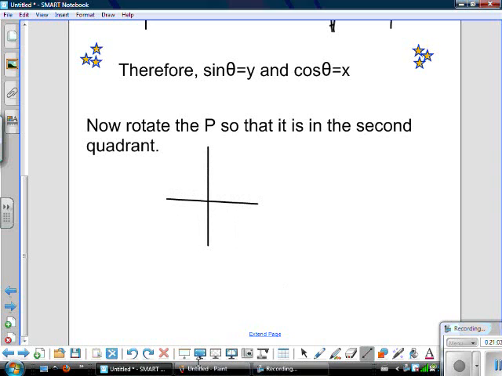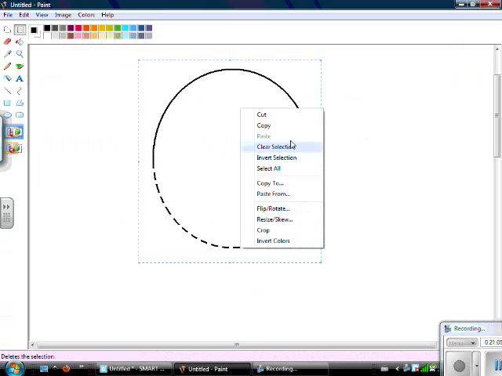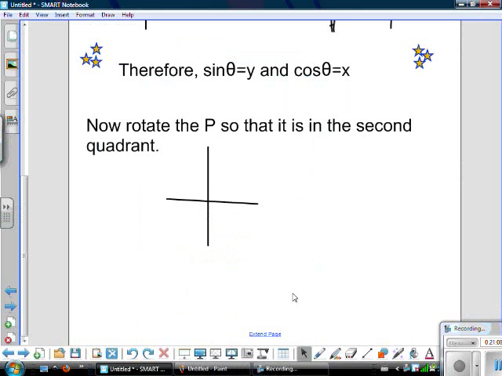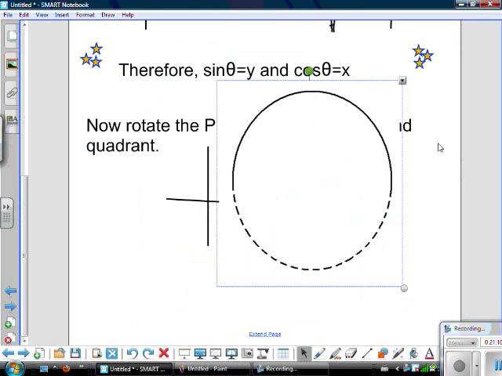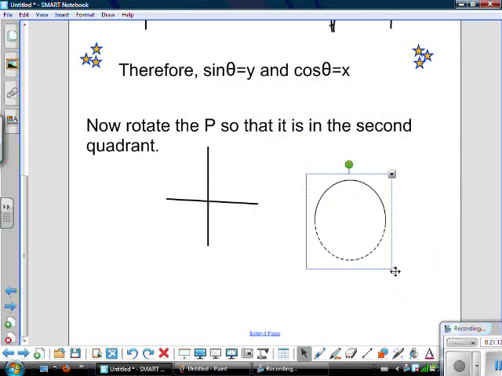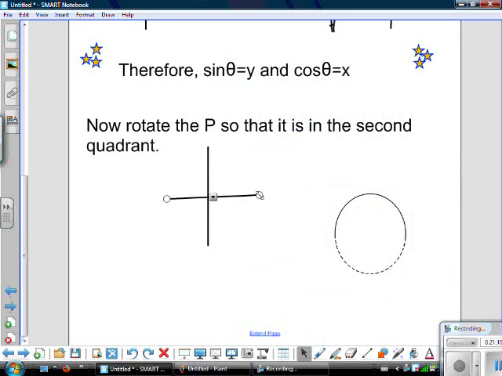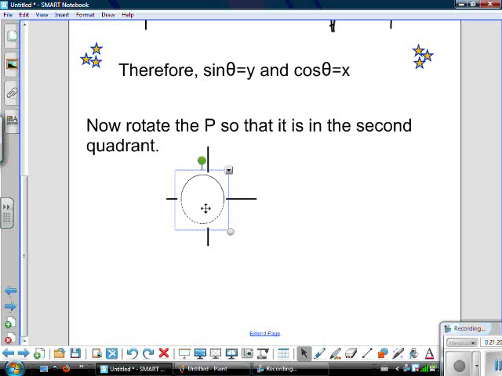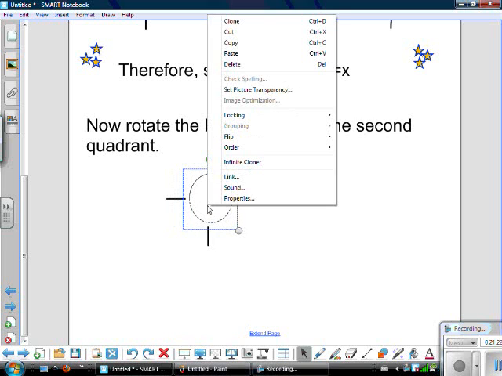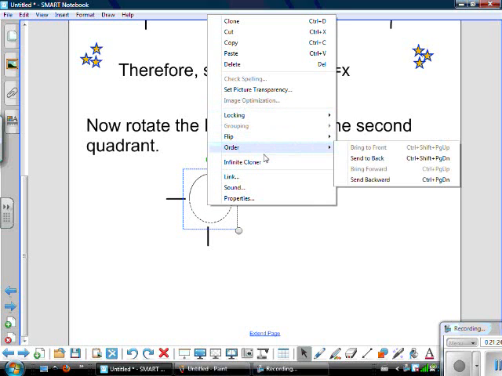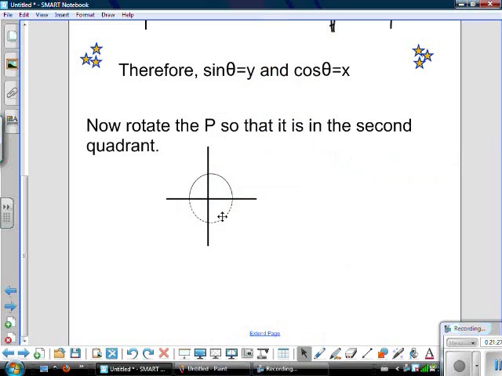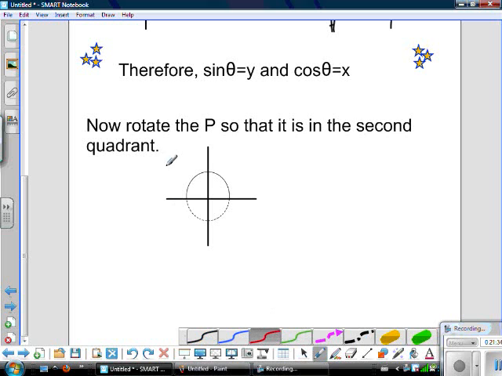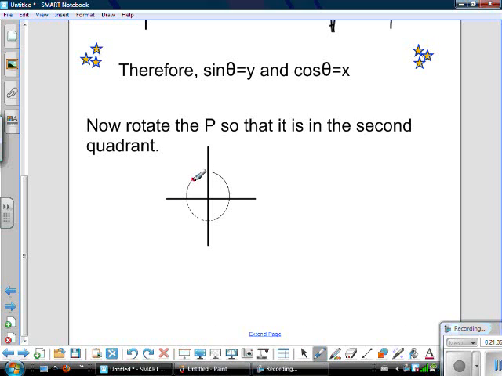So here's my axes. I'll go over here and get my unit circle again. And I guess it would help if I made my axis straight. There we go. So here's my unit circle. And if it was put here and... Okay, that's better. Now we can see what's going on. So all we're doing now is we are putting point P over in the second quadrant somewhere.